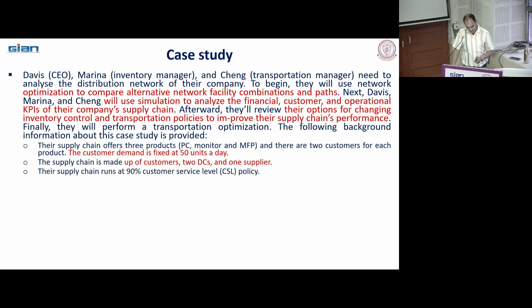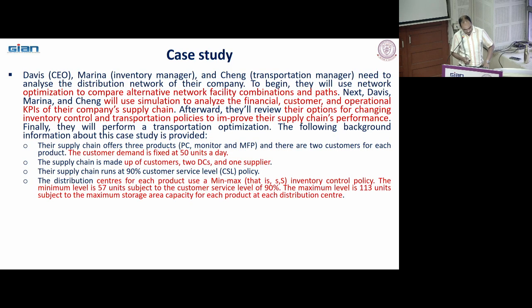Their supply chain runs at a 90% customer service level policy. The distribution centers for each product use the minimax policy for inventory storage. The minimum level is 57 units and the maximum level is 113. What does it mean? When the stock level reaches 57 or below, how much should they order?